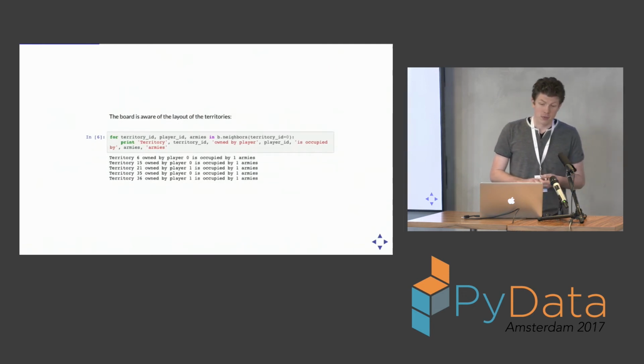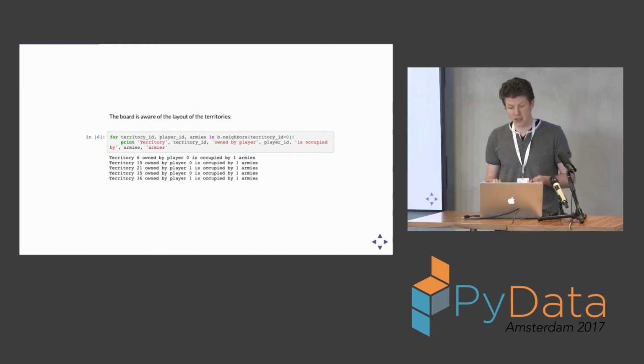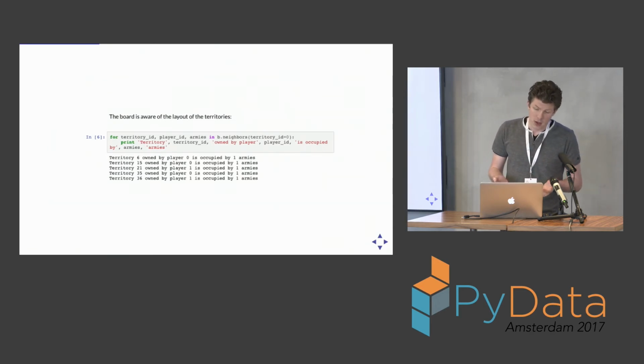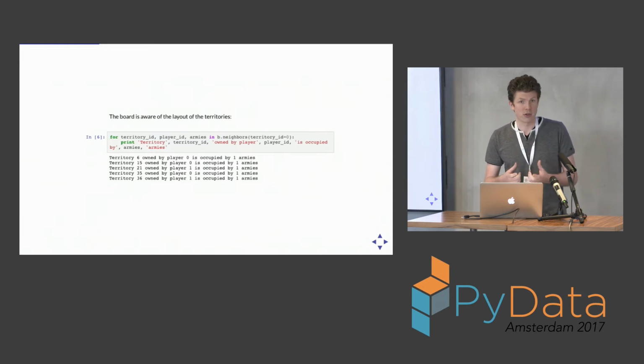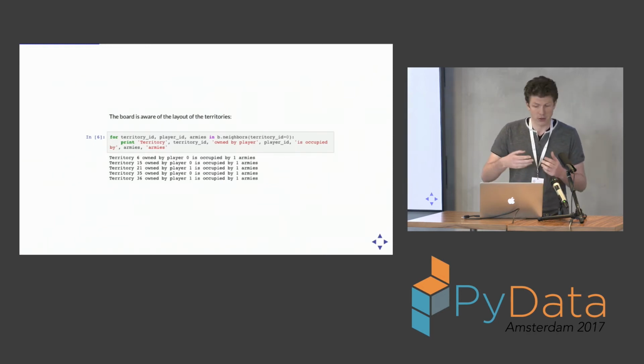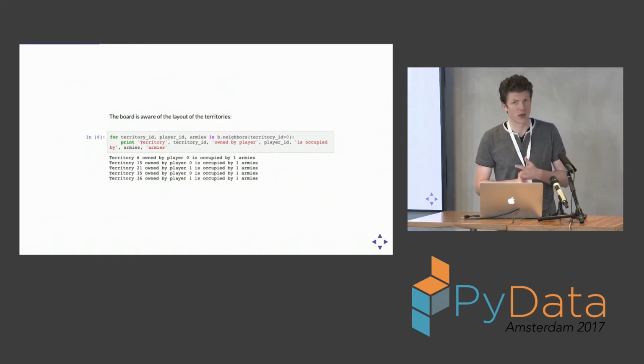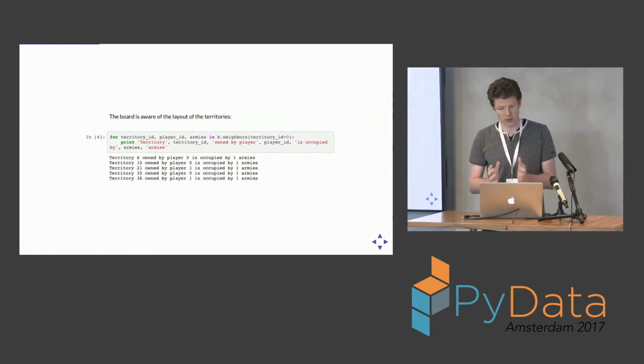Then, the board is also aware of the layout of the territories, which makes it easy to, for example, think of all the attacks you can make. So for example, if you just ask the board what the neighbors of territory 0 are, then you get a list of all the territories, players, and the armies on those territories around territory 0.